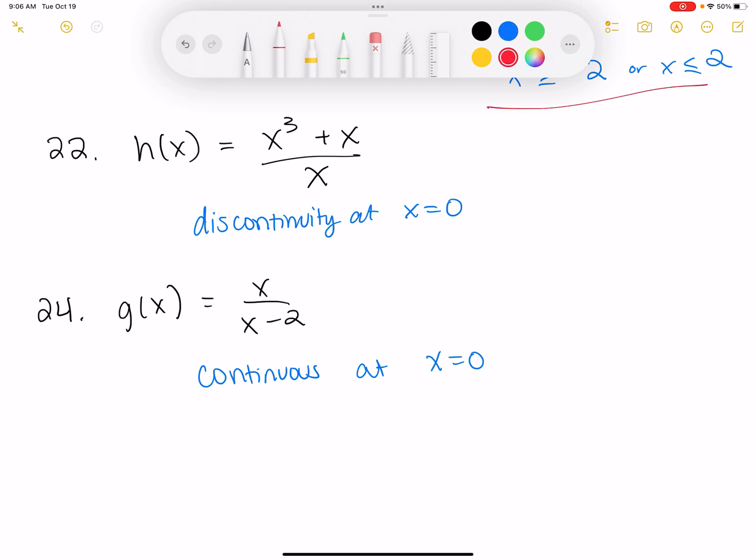Now, I'm going to give you a fun fact. At x is equal to 2, it is discontinuous, because that would make the denominator 0. I'm not going to ask you that, but I'm giving you a fun fact for next year.